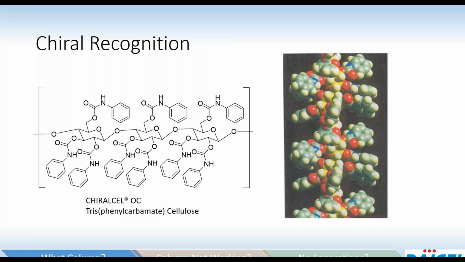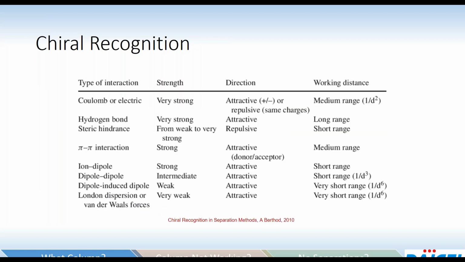Now, within these chiral grooves, there are a number of intermolecular interactions that we can expect to take place. Some of those are listed here. For us with these polysaccharides, namely, we're looking at hydrogen bonding, steric hindrance, pi-pi interaction, dipole-dipole interactions. And what we need is at least 3 of these interactions to take place between the chiral stationary phase and the analyte in order for there to be some sort of discrimination between the pair of enantiomers.